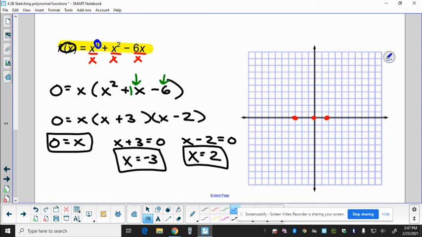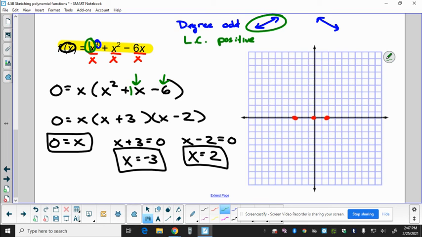The degree of this function is 3, which is an odd number. So the degree is odd. Now let's think back to the most common odd function that we know of, which is a line, right? x to the first power. Lines are going to basically look like positive slope or negative slope. Let's look at the lead coefficient. It is a 1. You see that? The leading coefficient is a positive number, +1. That would correspond to a positive slope.